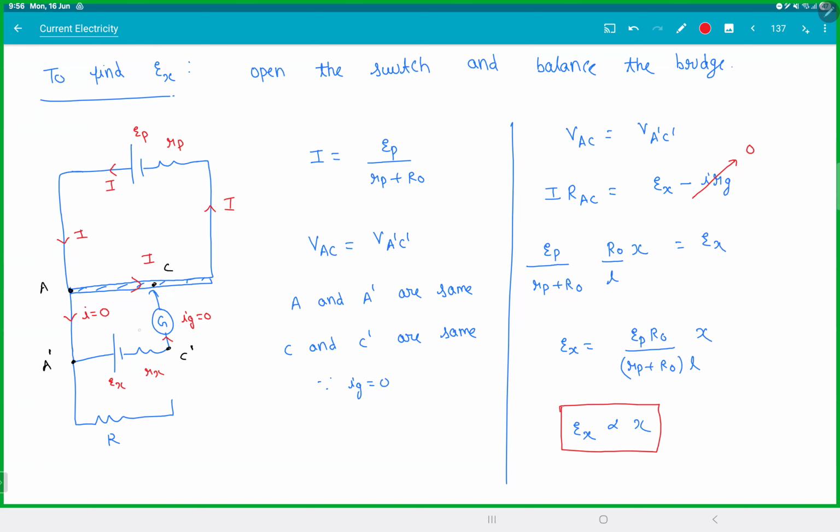Since there's no current in EX's battery, whatever current flows will keep flowing only in the upper circuit. Any doubts on this bit? Pushkal, Ansh, Arnav, Saish, Adi. Clear? Got this? So how do we actually use this?